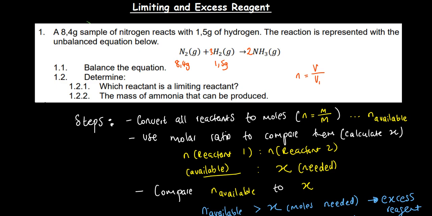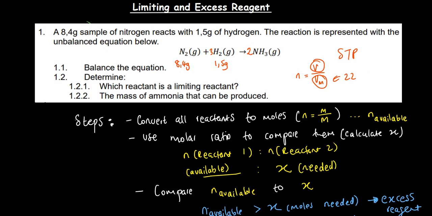I repeat again, if you were given volume of nitrogen, volume of hydrogen, and you were told that it is happening at STP, then you're going to need to use this and divide the volume by the molar volume, which is 22,4. You understand? It is there in the table of constants, right? So you might need to use that formula.